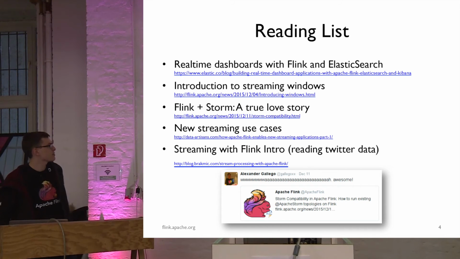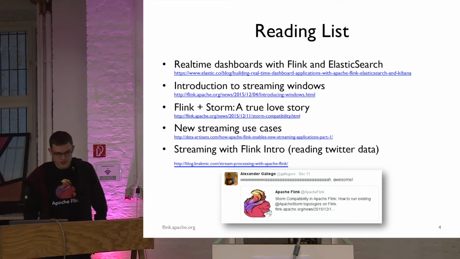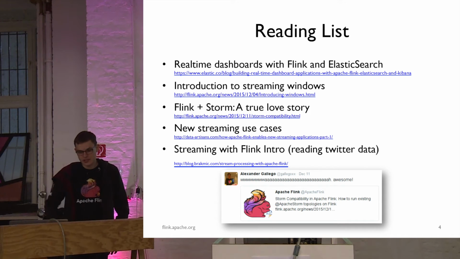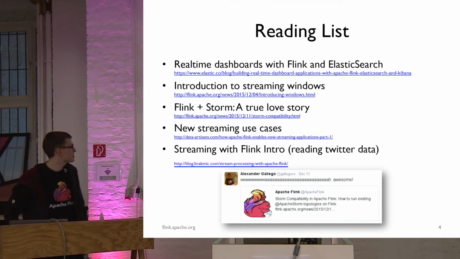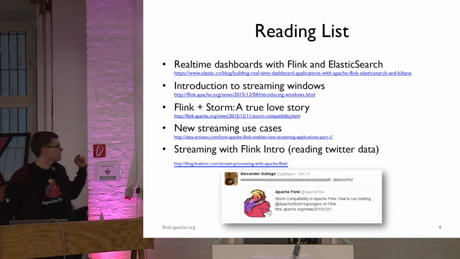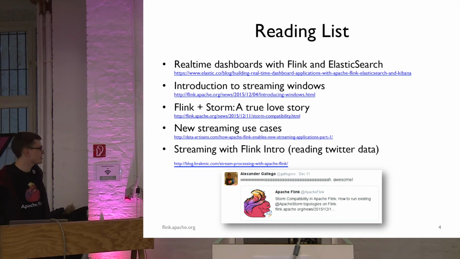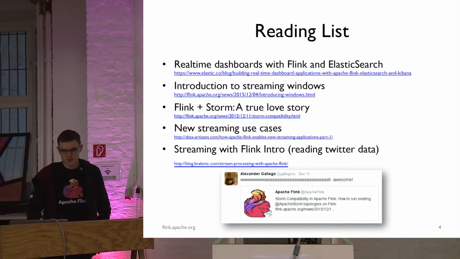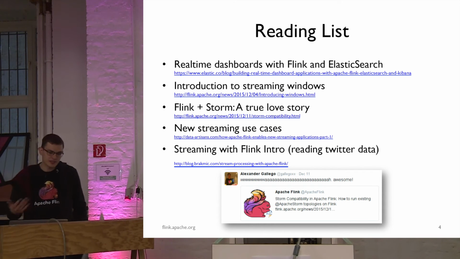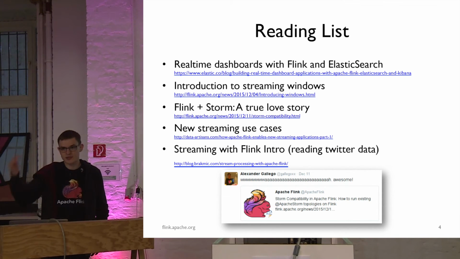In the Data Artisans blog, there's a more advanced blog post on new streaming use cases, which are enabled by this ability to process out-of-order streams. And somebody else, not a Flink committer, wrote a hands-on blog post on how to get started with Flink by using an example, like reading data from Twitter. So he's subscribing to a search string, and then he gets real-time search results into Flink.